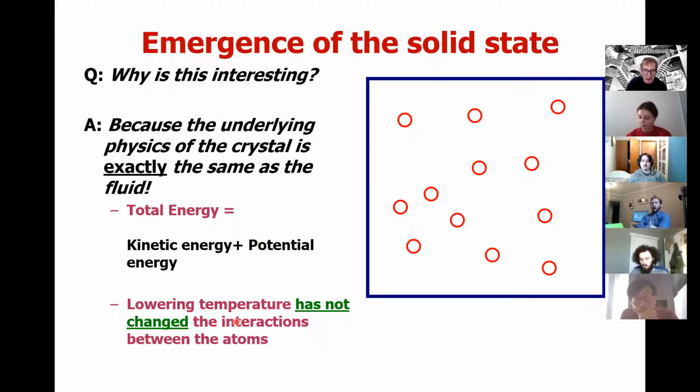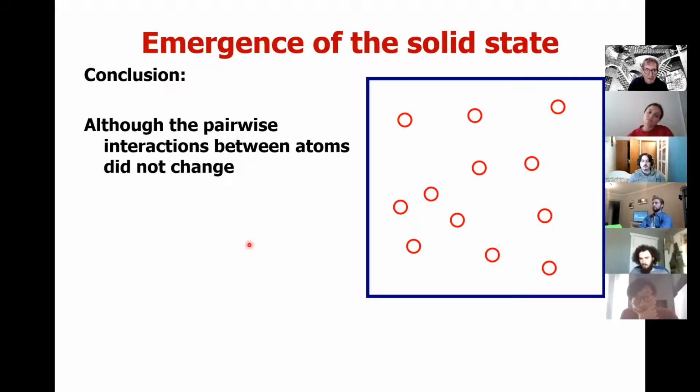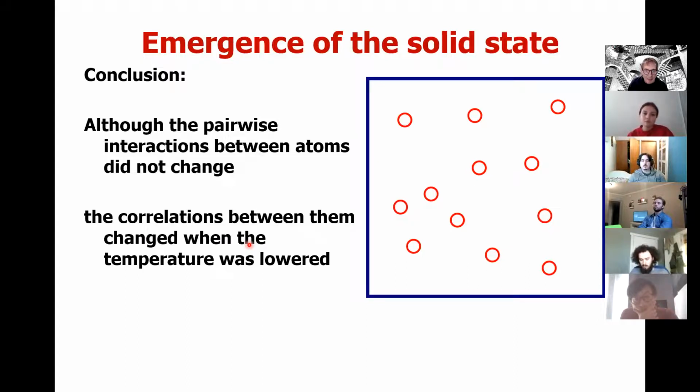So when you lower the temperature, you haven't actually changed the interactions between the atoms. They're still obeying the same Hamiltonian, but yet the behavior of the system, the way it responds, has now become completely different. So what we've learned then is that the pairwise interactions between atoms did not change, but the correlations between them did change when the temperature was lower.